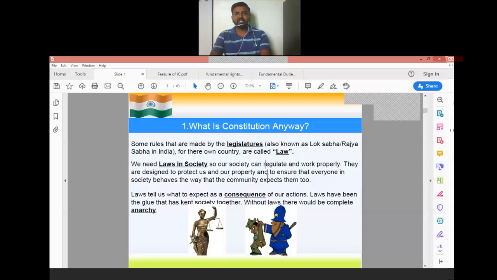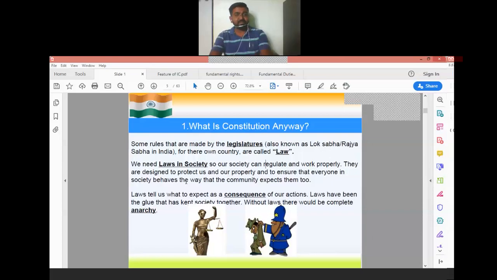Now take an example: in a home we have specific rules and regulations. When we were kids, at that time we had a specific time duration for play, for lunch, or for study. Why? Because it gives smooth direction for a particular time. It gives smooth direction for our layout, the time management. So law stands for the society. It means it gets regulated and works properly. Laws are designed to protect our property and ensure that everyone in society behaves the way the community expects them to.